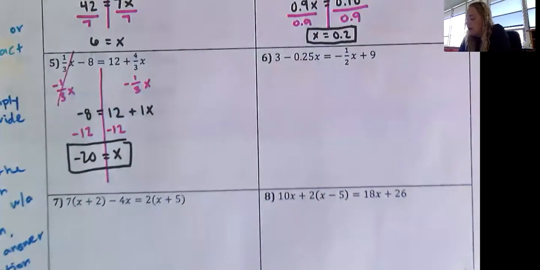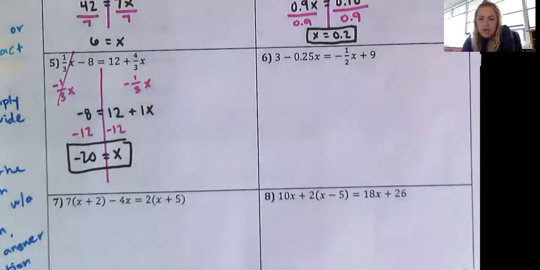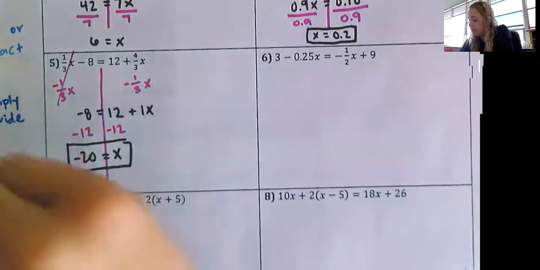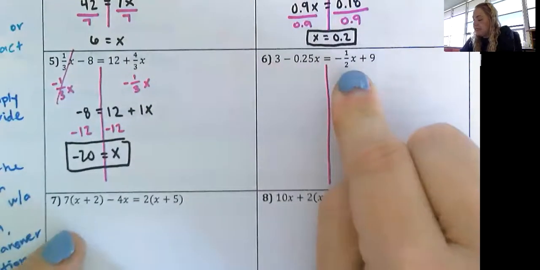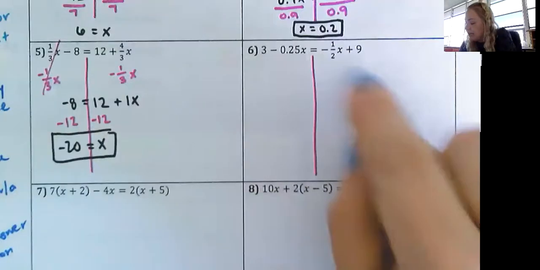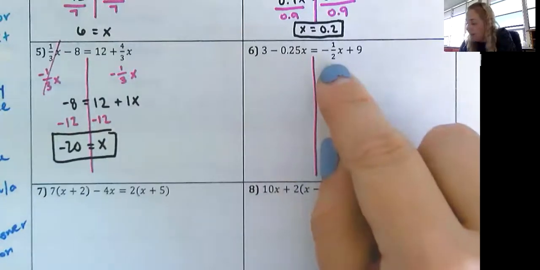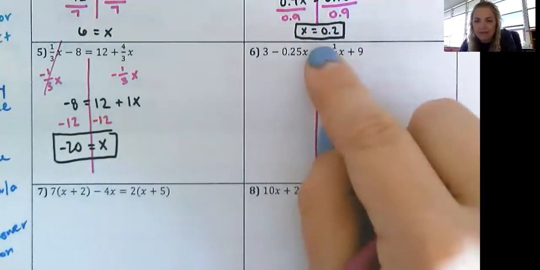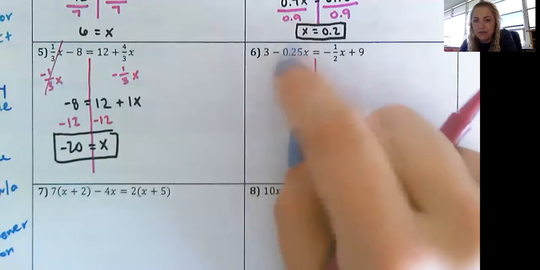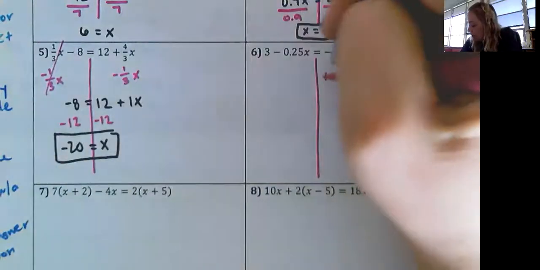On problem number 6, decide if you want to continue on with fractions or decimals. I'm willing to bet that most of you probably would rather do this as decimals. So eventually I'm going to switch this to a decimal, but I'm going to start by getting rid of this negative 1/2 x. The reason I didn't choose the negative 0.25, negative 1/2 is negative 0.5. If I add that to both sides, this side's going to become positive because this is a bigger fraction. 1/2 is bigger than this one, which is technically 1/4. Okay, so I'm going to add 1/2 x.